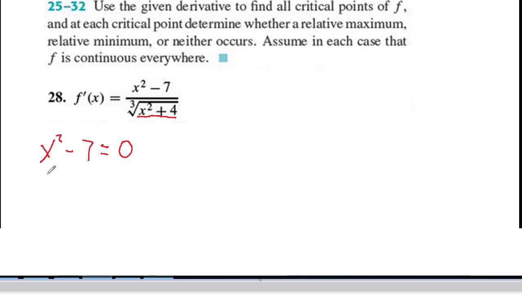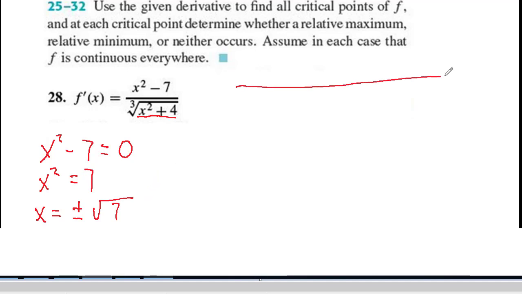Can't factor here with integers, so we just go ahead and extract square roots, add 7 to both sides, so we get x squared equals 7, and so then x is equal to plus or minus the square root of 7. And so then those are our only critical points. So then to use the first derivative test, we draw the sign chart. And so then this is a sign chart for our first derivative.